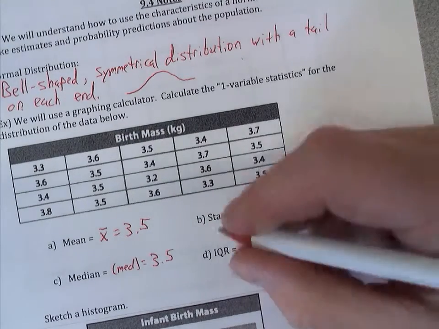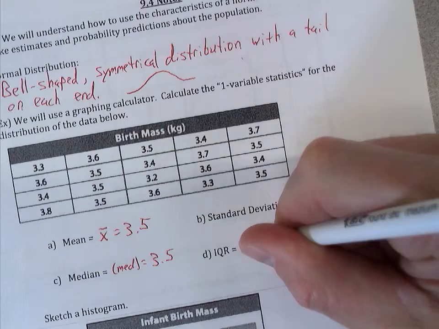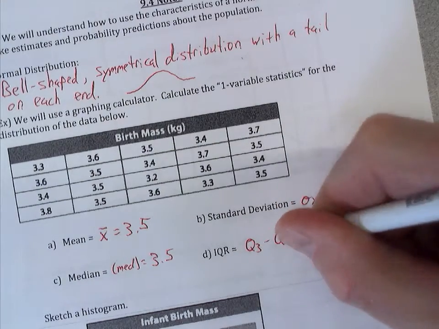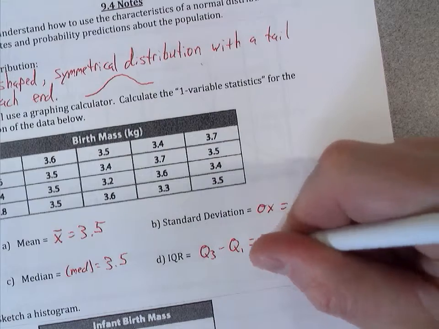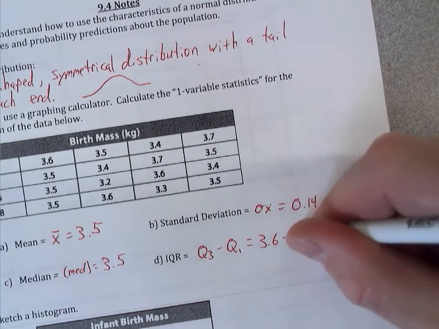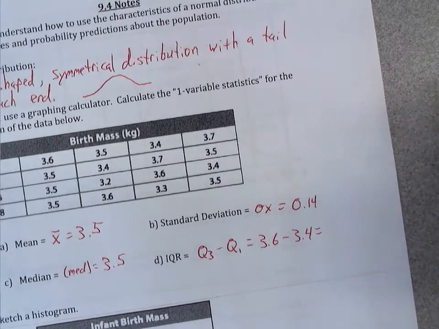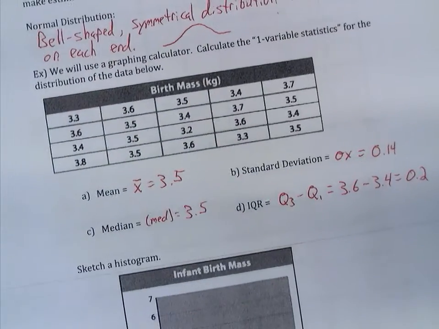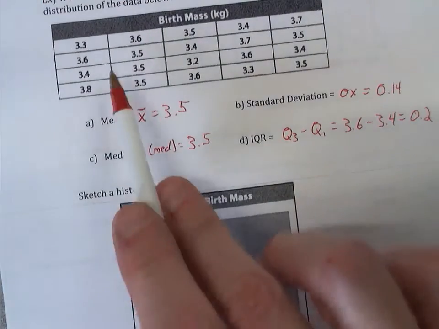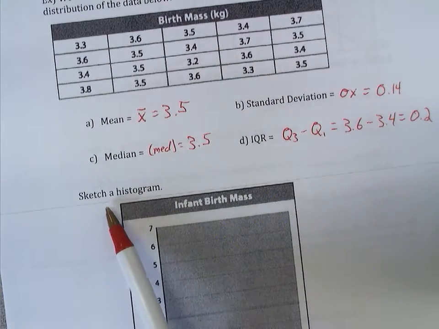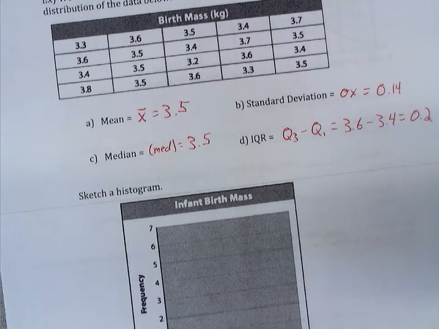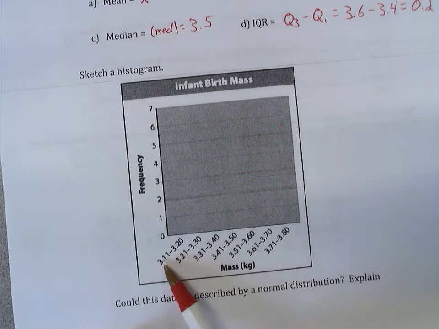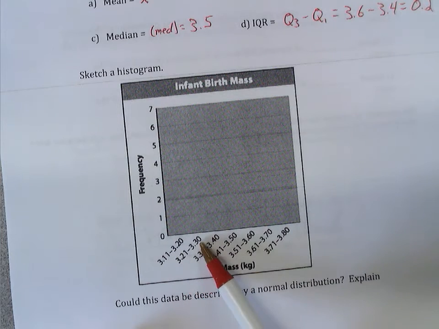And then the IQR, the interquartile range, is quartile 3 minus quartile 1, which in this case is quartile 3, 3.6, minus quartile 1, 3.4. So our interquartile range is only 0.2. Okay? Now I also want you to take this exact same data and sketch a histogram of that data. Notice down here I've already given you the variable ranges: 3.11 to 3.2, 3.21 to 3.3, and so on and so forth.